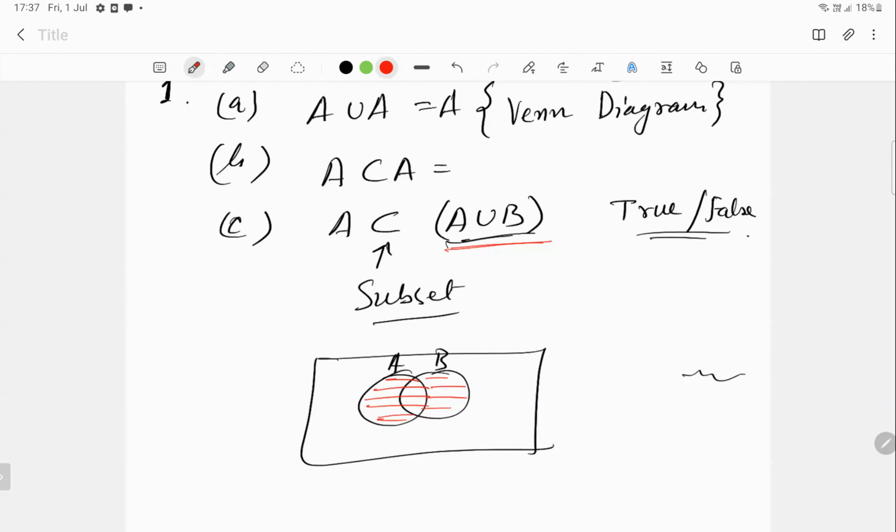Fine? Any doubt? Whenever you are having doubts in this chapter on sets, you just draw the Venn diagram. If you know how to represent your problem in a Venn diagram, it will be very easy for you to understand. Of course, it will take some time to get used to it. You have to practice a little. Just a little.